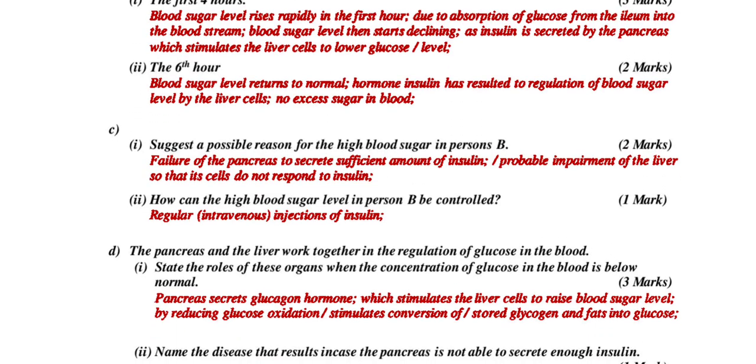C. Suggest a possible reason for the high blood sugar in person B. So, failure of the pancreas to secrete a sufficient amount of insulin, or a probable impairment of the liver so that its cells do not respond to insulin. Roman 2. How can the high blood sugar level in person B be controlled? Regular or intravenous injection of insulin.